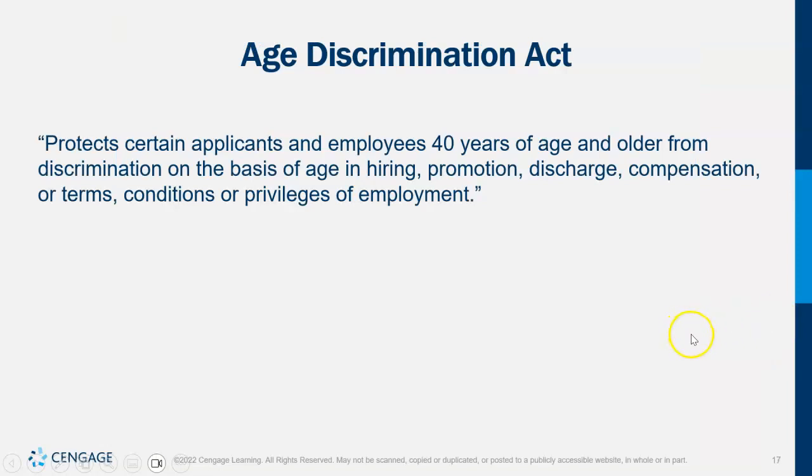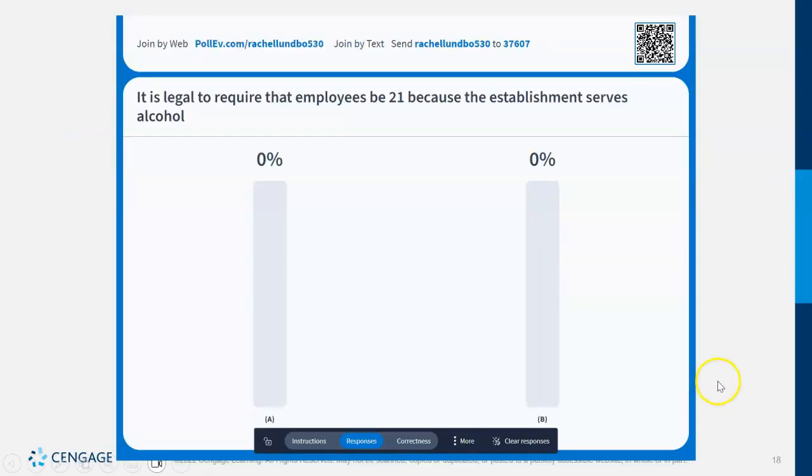Let's next look at the Age Discrimination Act. This protects certain applicants and employees 40 years of age and older from discrimination on the basis of age in hiring, promotion, discharge, compensation, or terms, conditions, or privileges of employment. So let's look at some examples.